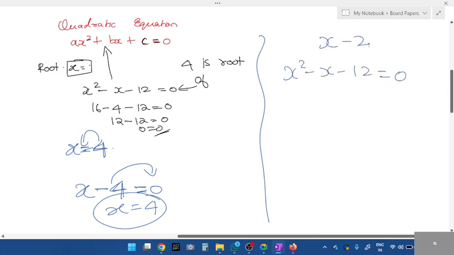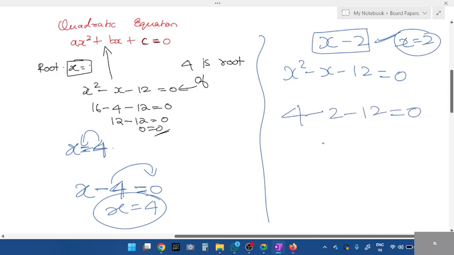Substitute x - 2, students. Remainder and factor theorem, correct. This is the divisor. If x - 2 is given, what is x? x = 2, as minus 2 goes to the other side. Substitute: 2 squared is 4, minus 2, minus 12. 4 minus 2 is 2, minus 12. What's the answer, students? Minus 10.